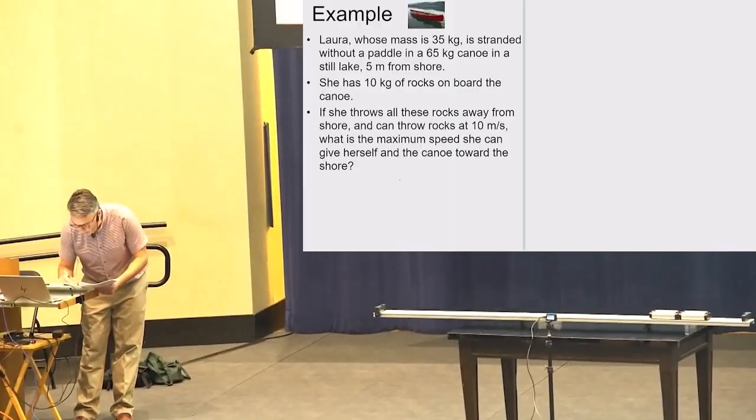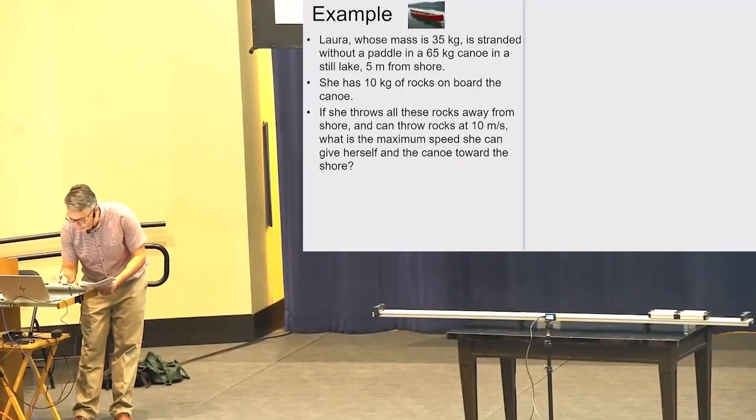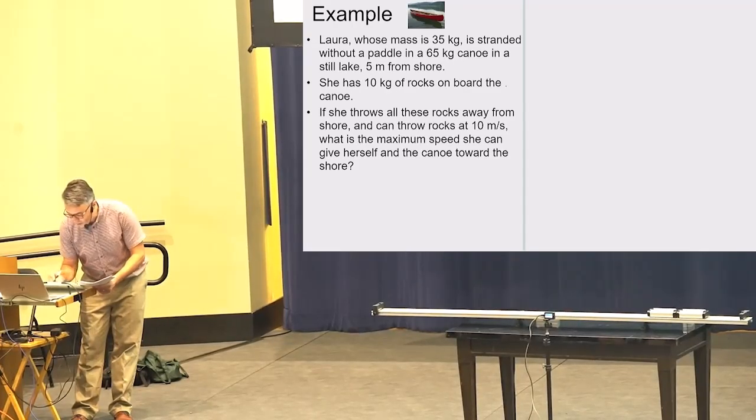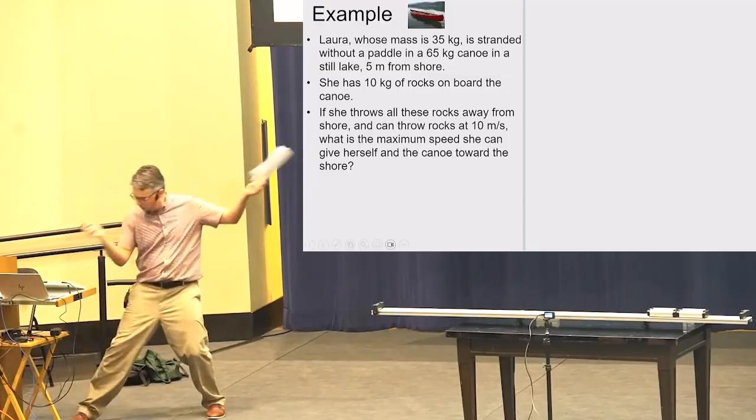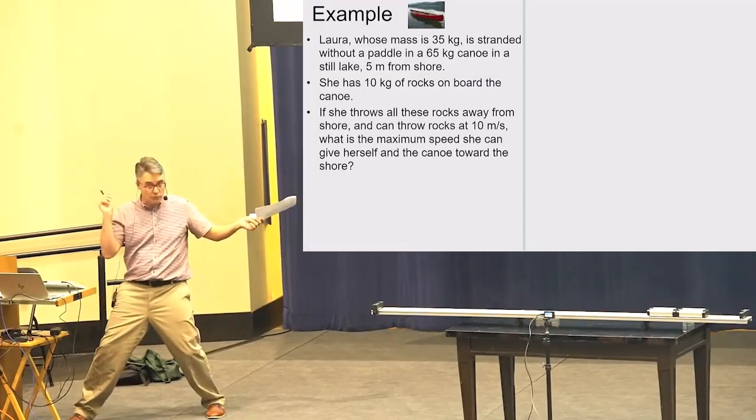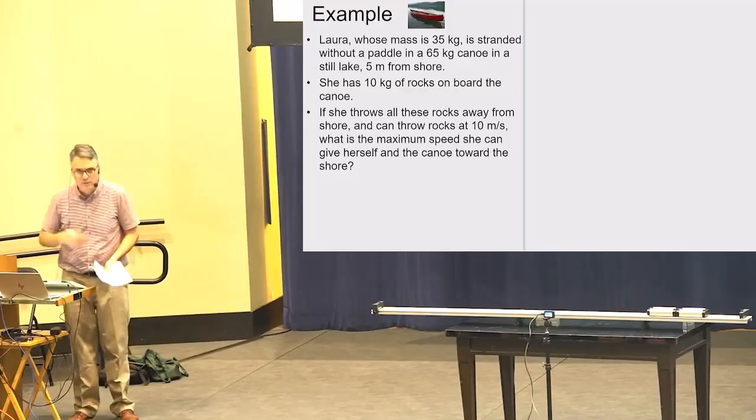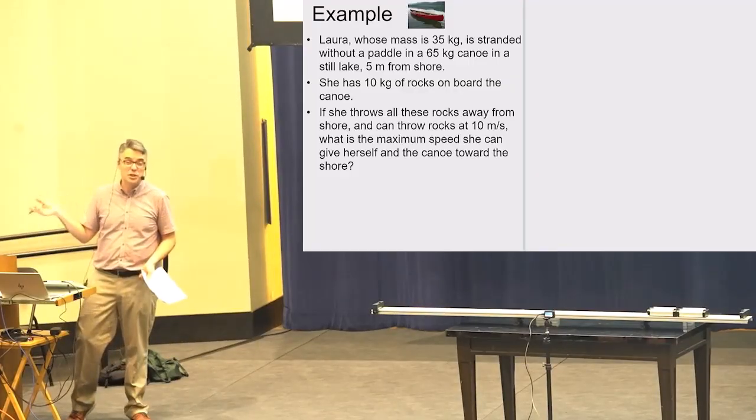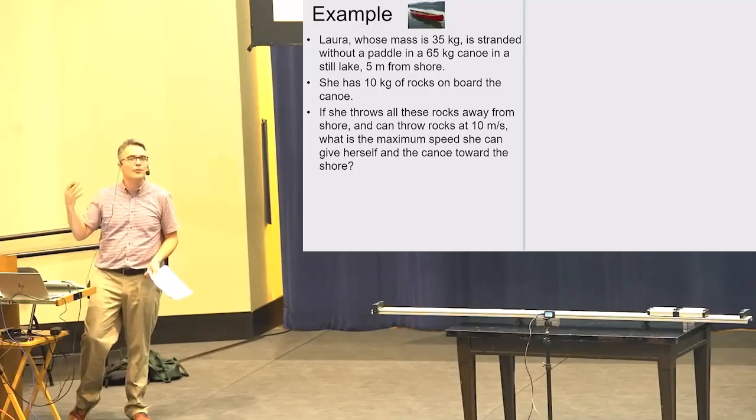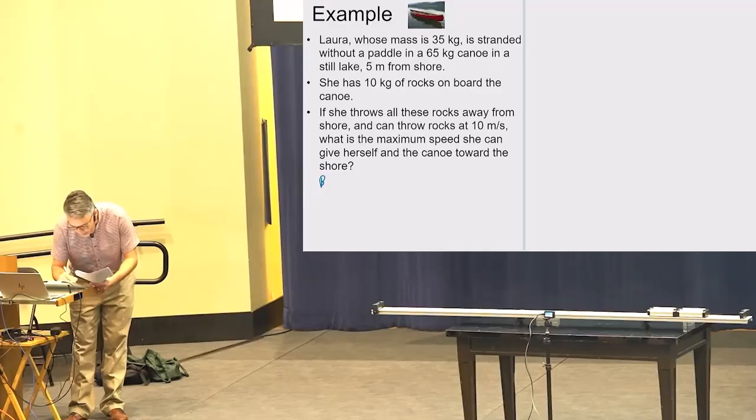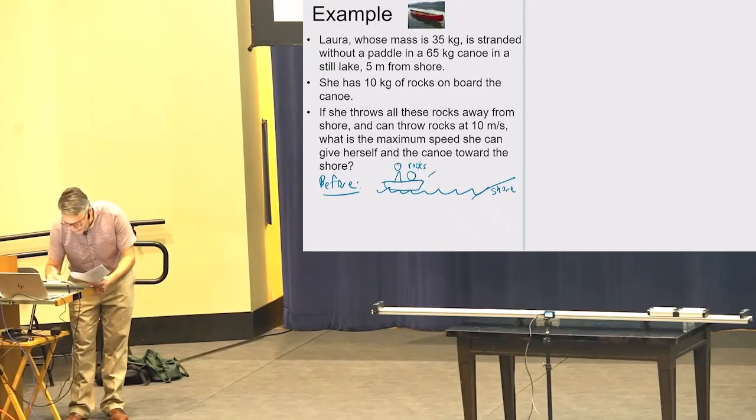Here's the 10 kilograms of rocks. Laura has a mass of 35 kilograms, stranded without a paddle in a canoe of 65 kilograms, 5 meters from the shore. She has 10 kilograms of rocks on board the canoe. If she throws all the rocks away from the shore and can throw at 10 meters per second, how fast does she get it? I put maximum speed, but I was thinking there might be some friction from the water, so what's the theoretical speed she would get to if there was zero friction? So what I would say is that before, they're at rest.